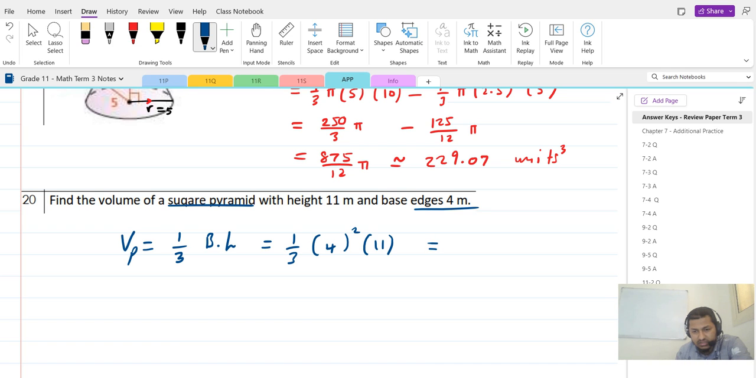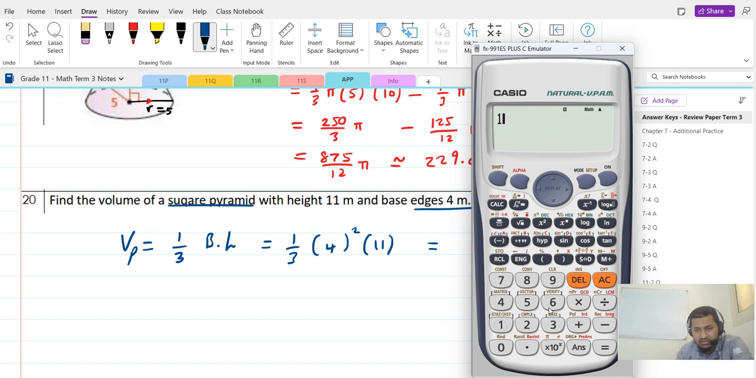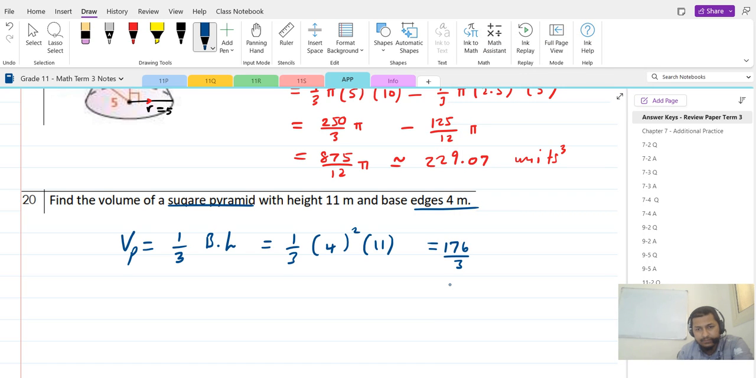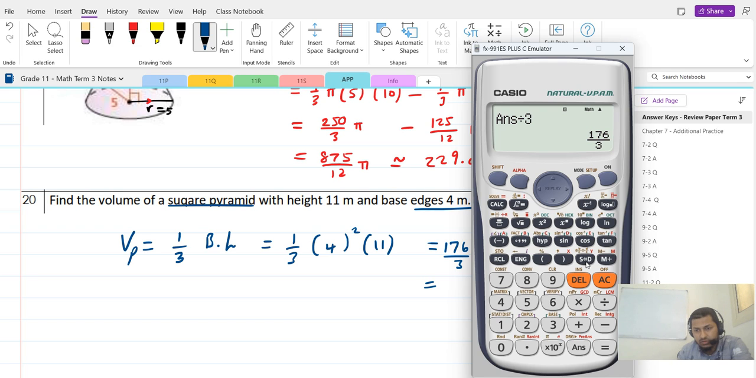So we can calculate this by taking 16 times 11, 176 divided by 3. Well, we're getting 176 over 3 units cubed. Now the unit of measurement is given, so we write meters cubed, or cubic meters. So 176 divided by 3 is also 58 point, it's a recurring decimal, so 58.67.